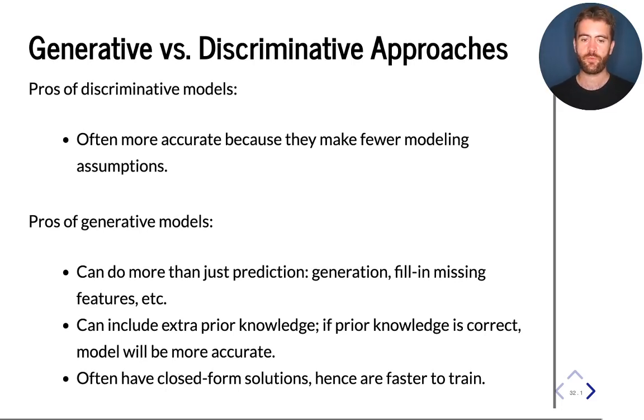And finally, as I showed in this video, often for interesting classes of generative models, there will be closed form solutions to maximum likelihood, and therefore we can just compute the optimum of these. We can optimize these generative models in closed form, which makes them easier to train and faster.